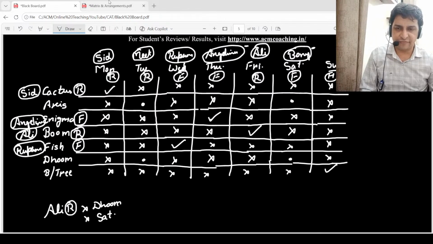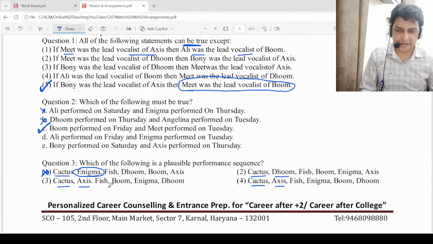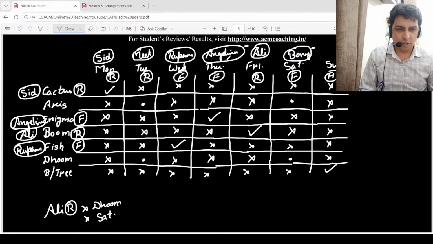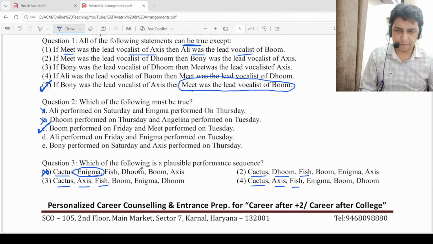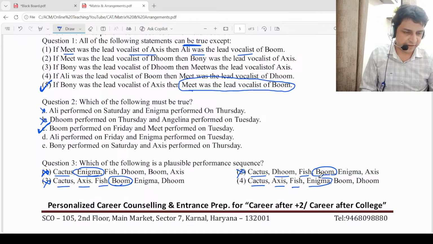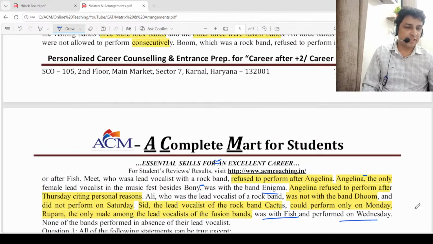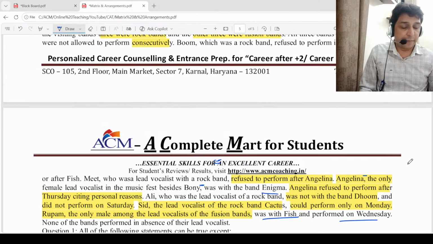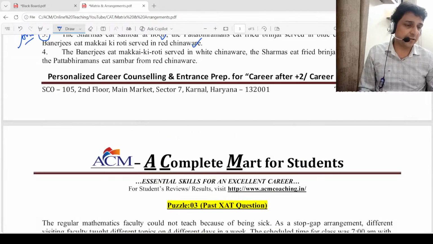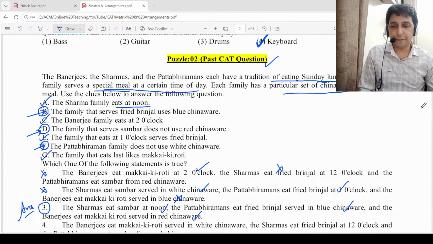On Wednesday, we have Fish. So on Wednesday, we have Fish in all the four options. On Thursday, we have Enigma. So here we do not have Enigma. So this is not the answer. Here also we don't have Enigma. This is also not the answer. So here we have Enigma. So that is the answer, because on Friday we have Boom. On Saturday we can have Doom. That is absolutely okay. So this ends the matrix and table past year questions we have taken today.